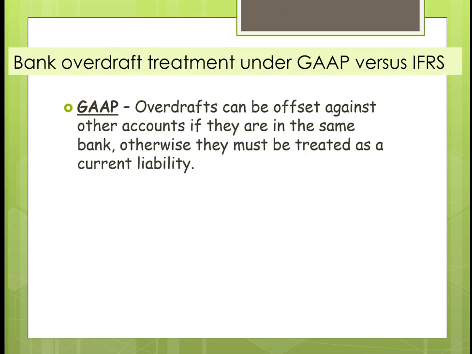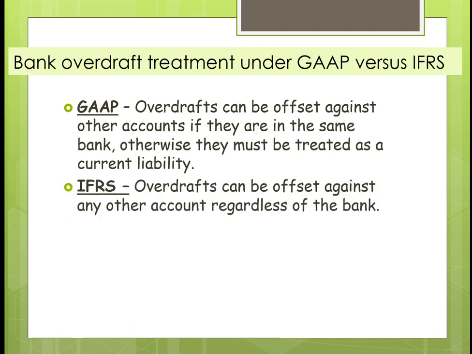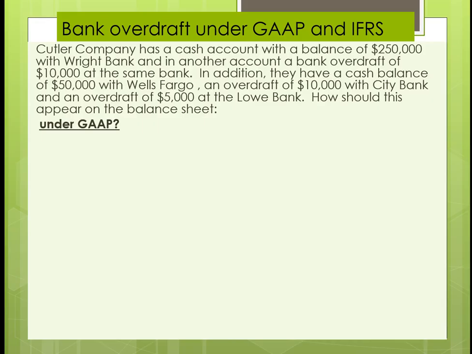Now, bank overdraft treatment, GAAP versus the international standard. The GAAP rule is overdrafts can be offset against other accounts only if they're in the same bank account. Otherwise, they must be treated as a current liability. Under the international standard, we can just throw them all together. So let's take a look at an example.